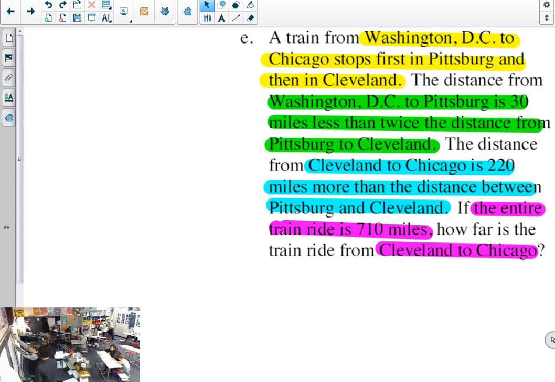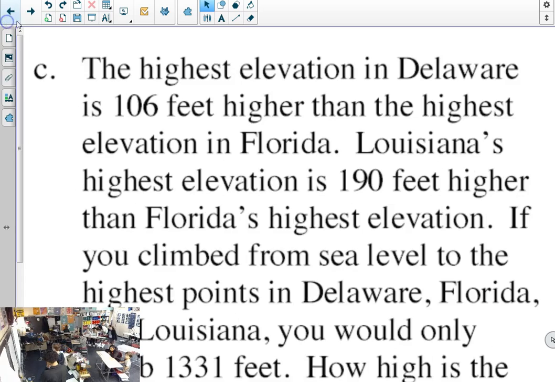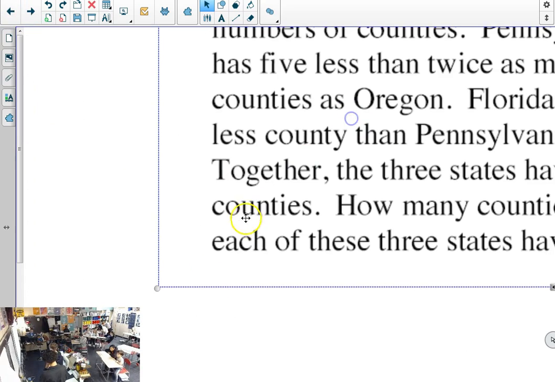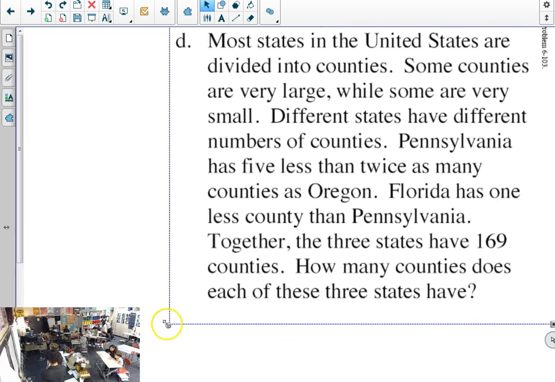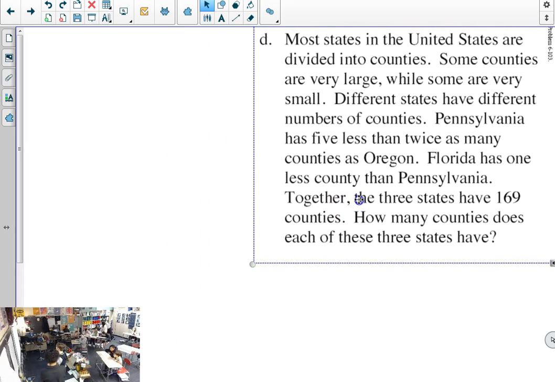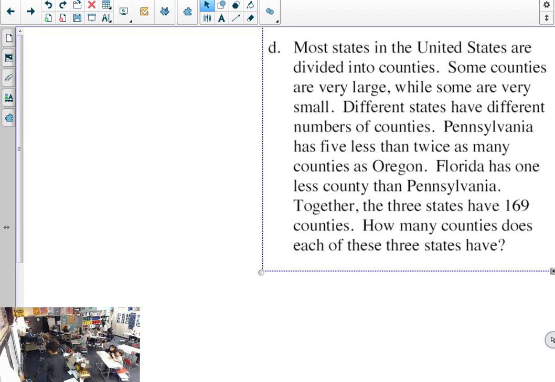Alright, which problem were you guys? We were, I think, from D. Problem D. Yeah, D. Alright. Gentlemen, the floor is yours.